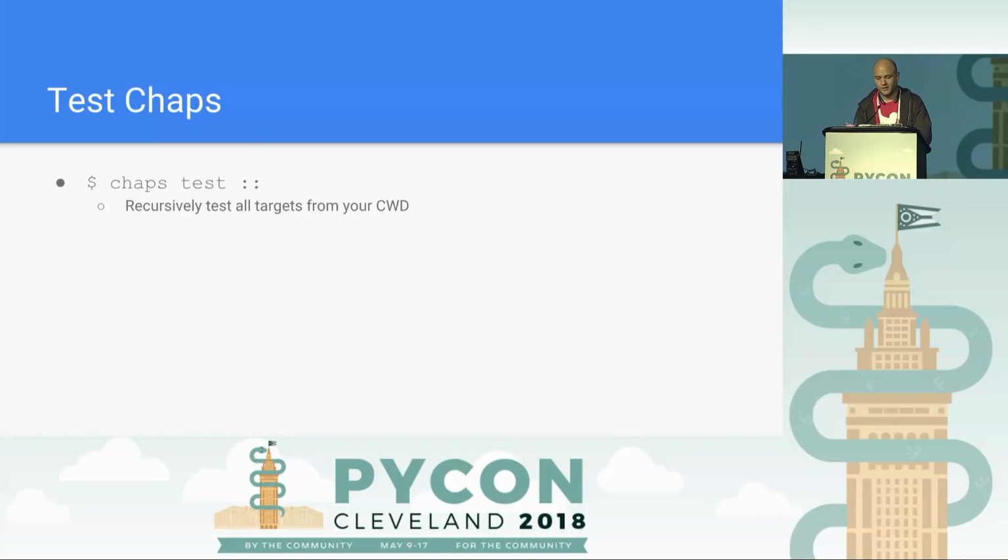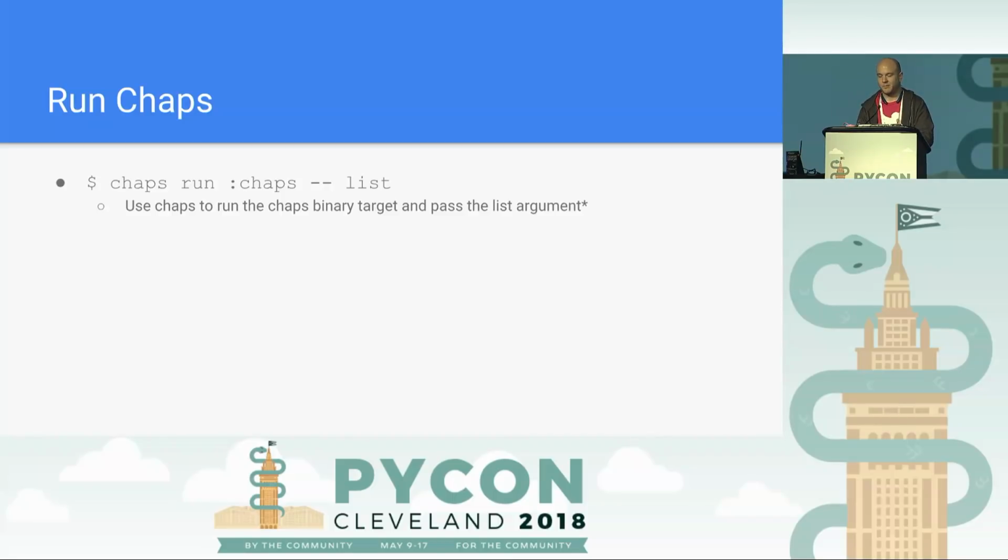If you want to recursively test all targets, you can do chaps test, two colons, that's just a Pants thing, nothing unique to Chaps. I did add a special flag that infers your test path from your current working directory and recursively tests all the targets. So if you're in your source directory, you can just run this command, muscle memory there, nothing to do. You can actually use Chaps to run itself and then run list. If you feel like playing around with this, I encourage you to see how many times you can pass it to itself to run itself.